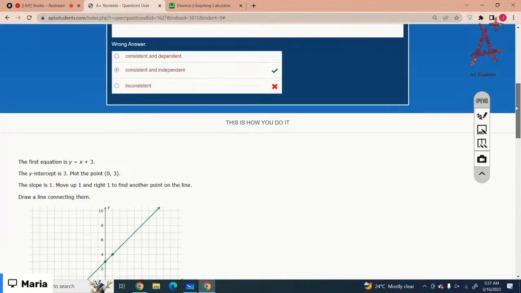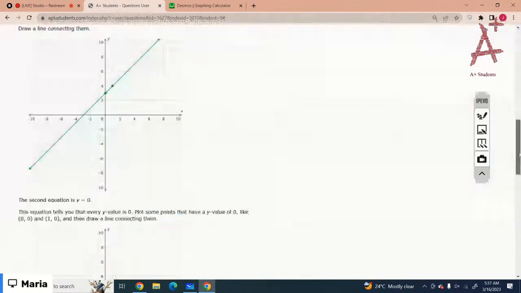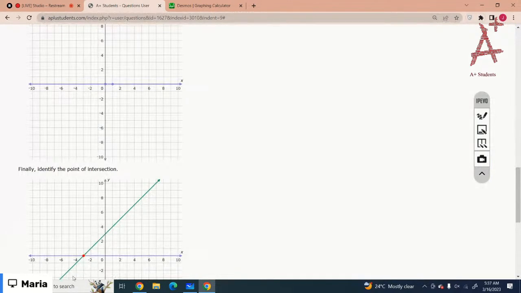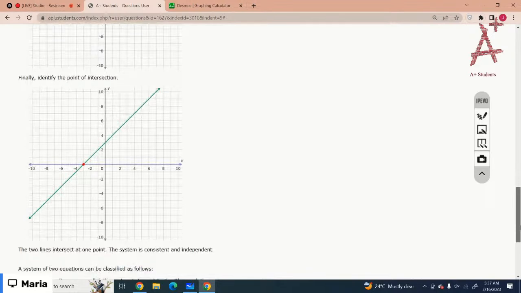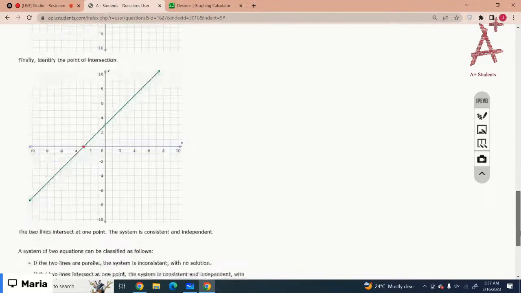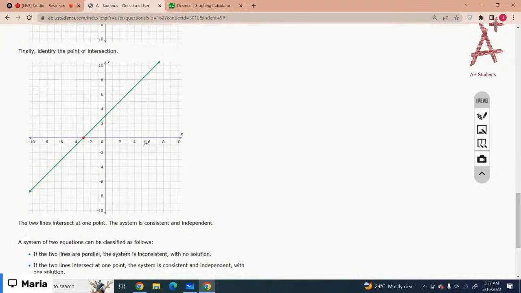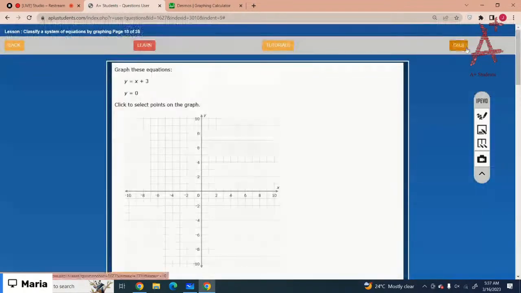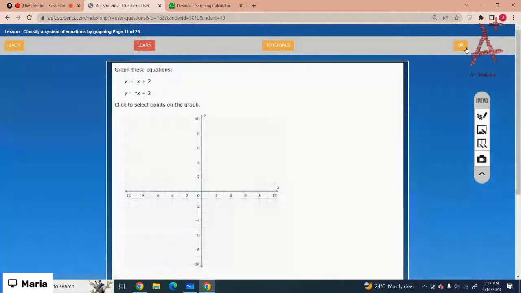But where are they intersecting each other? Okay, basically y equals 0 means the line is on the x-axis. Got it? So this is the point where both the lines are intersecting. So they are intersecting at one point. That means the system is consistent and independent. Got it? So it is consistent and independent.